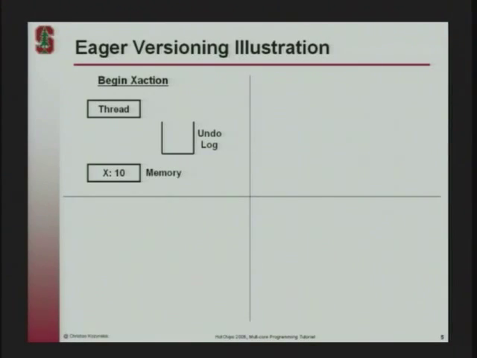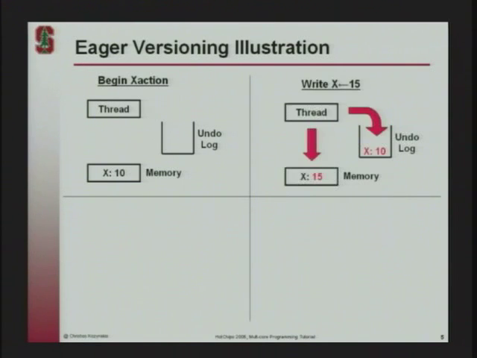So let's use a small illustration here to understand what's going on. So we have some thread which is about to execute a transaction. It will operate on memory, and we have this one variable that has the initial value 10, and then somewhere on the side there is this structure, an undo log. And it's hardware, software, something, it doesn't really matter right now. Okay? So halfway through the transaction, you decide to update X to 15. The way that you do it here is the following. You actually update the regular memory location to 15, but before you do that, you make sure you read the old value and push it in the undo log.